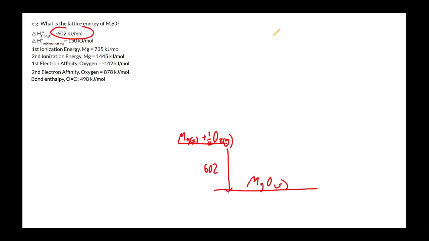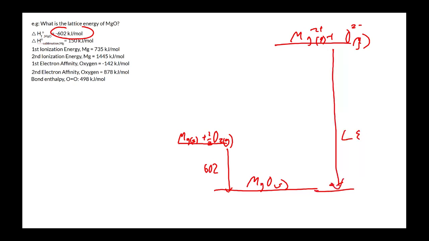Now to find the lattice energy, I have to get myself up to magnesium 2+ ions in the gaseous state and oxygen 2- in the gaseous state. I have to get those ions in the gaseous state. And the difference between here and here, that's the lattice energy. That's the thing that I'm missing. Well, one thing that has to happen is my magnesium has to become a gas. So that's going to require an increase in energy. That's the enthalpy of sublimation of magnesium. So that's 150 kilojoules of energy added.